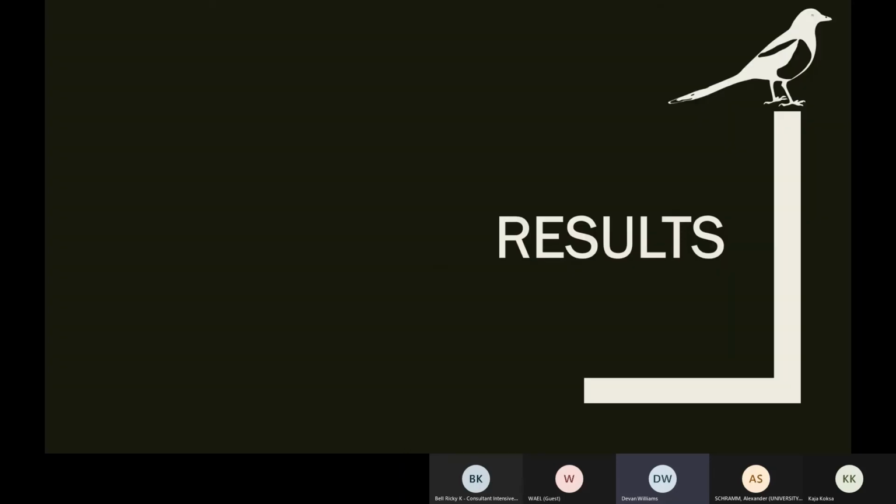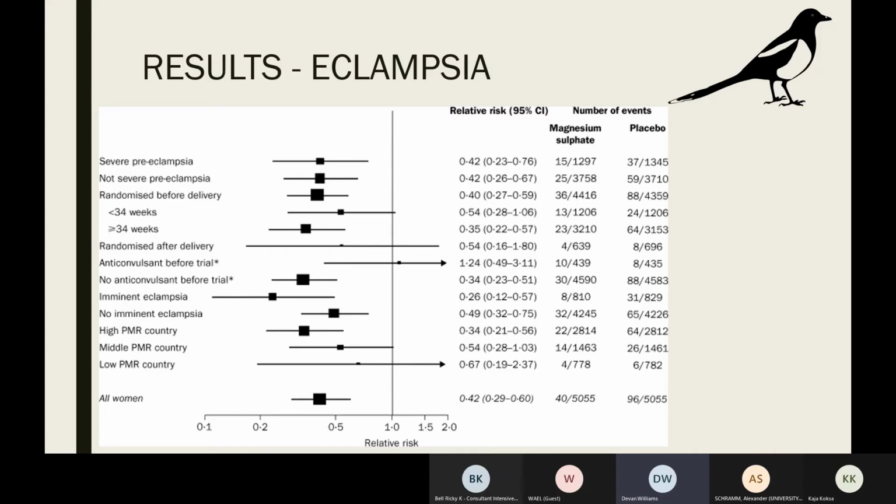Moving on to results-wise, this is a nice little forest plot of the results for eclampsia. As you can see, these are the subgroups that they're put into. In the vast majority of cases, there was a significant relative risk reduction. I think it's around about 0.4%.